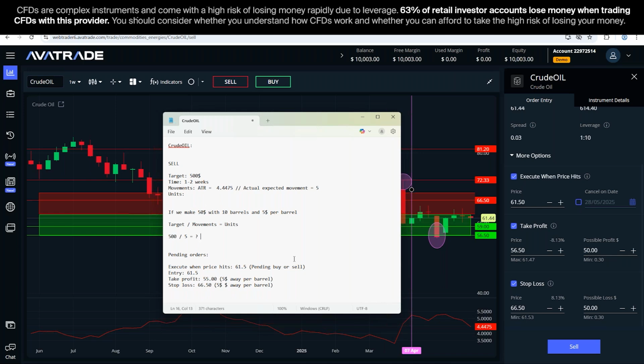Mr. Zamani, there is a question. Shall I wait for the position to reach take profit, or should I close as soon as I get some profit? Well, this is your decision, of course, but the way that I constructed the 4 ingredients here, target, time, movements, and units, helps you simplify what you should do or not.